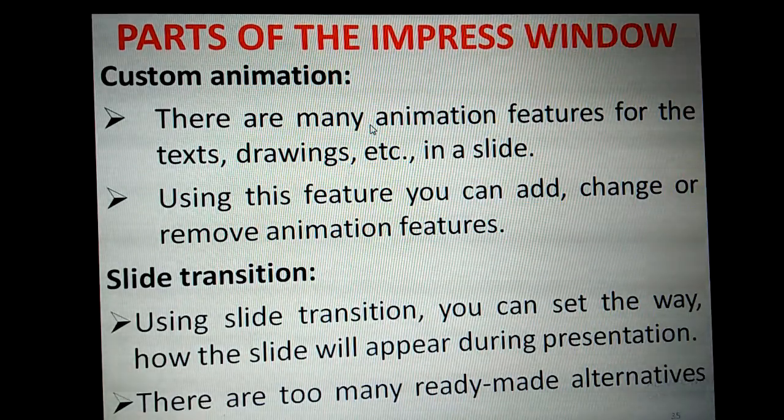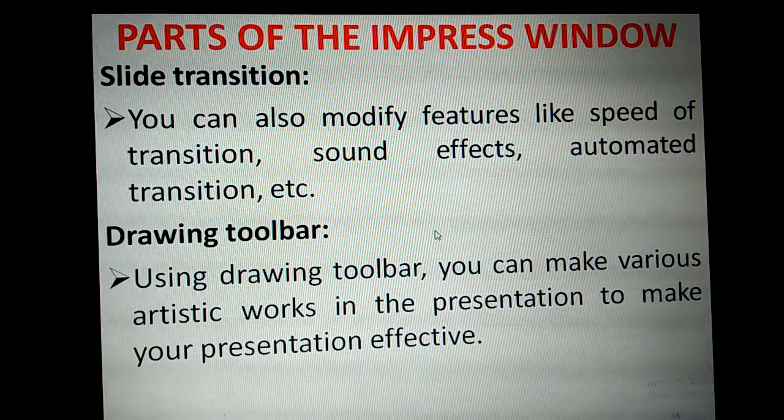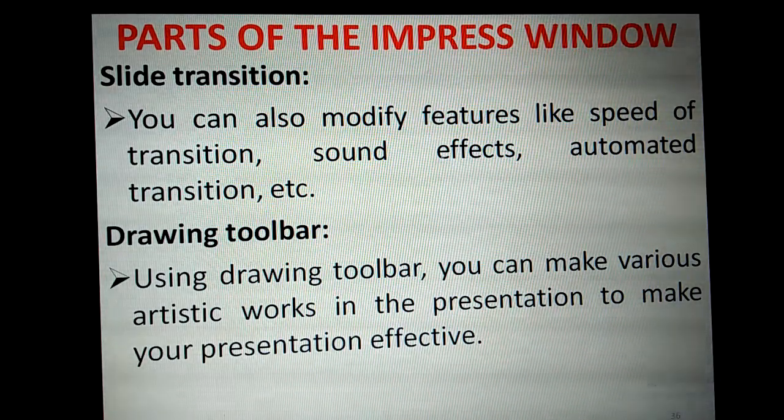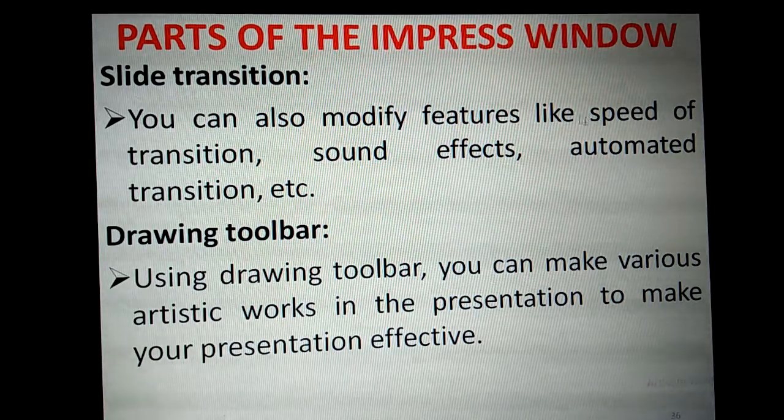Next is slide transition. Using slide transitions we can set how the slide will appear during a presentation. That is, when we are moving from one slide to another, in what way the slide should move. So the slide motion, visual motion, we can apply on the slide. There are many ready-made alternatives available under slide transitions. We can also modify features like the speed of the transition, sound effects, and automated transitions. For every slide we can give a different sound, and set the speed of the transition, whether it should move fast, slowly, or at medium speed, with the help of the slide transition option.